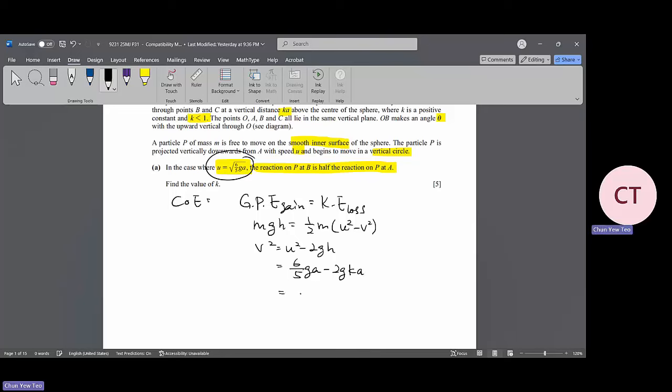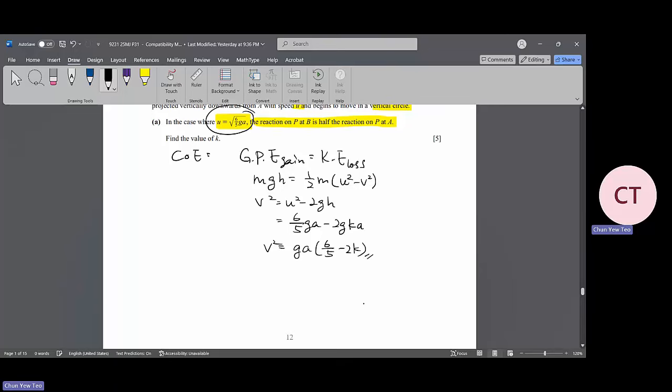So we can actually factorize the GA out, make it become 6 over 5 minus 2K. We just leave it here. Then after that, we are looking for the normal contact force at A. Because A is horizontal, you can only resolve the forces towards the center horizontally. So you have RA is equal to the centripetal force, mu square over A. And because your U square is given as 6 over 5 GA, we can simplify it to become 6 over 5 mg.